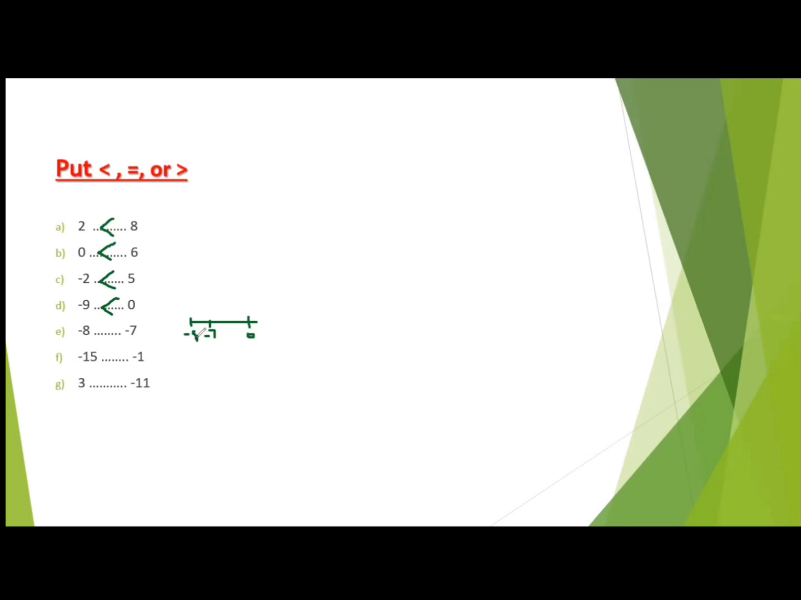Which number is closer to 0, -8 or -7? Yes, it's -7. So it will be bigger than -8. Which is bigger? If I draw my own number line and put 0 first, this is -1, and this is -15. So which is closer or nearer to 0? -1. So it's bigger than -15. 3 or -11? Any positive number is bigger than any negative number.